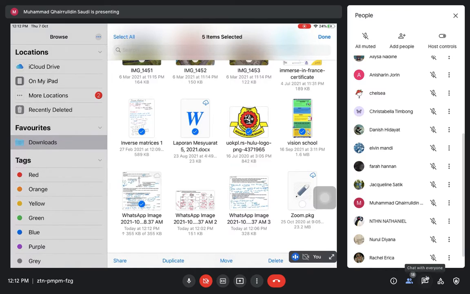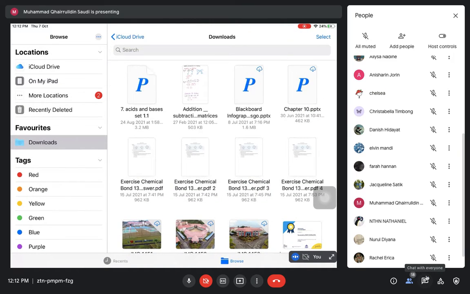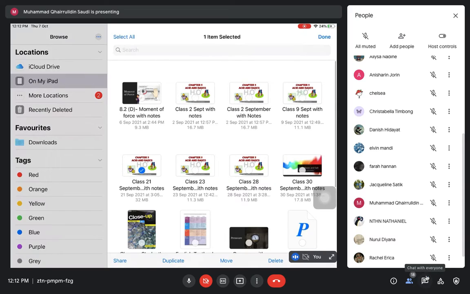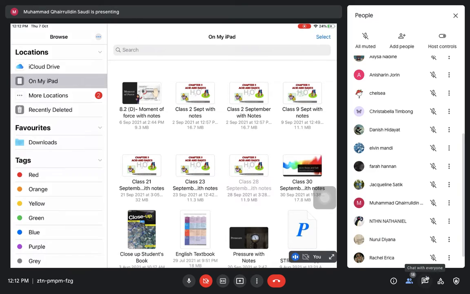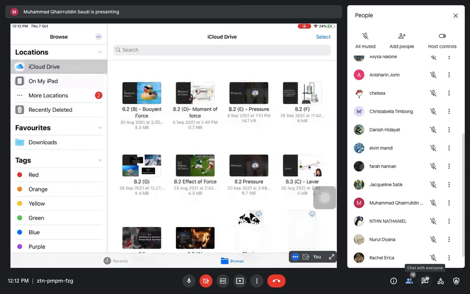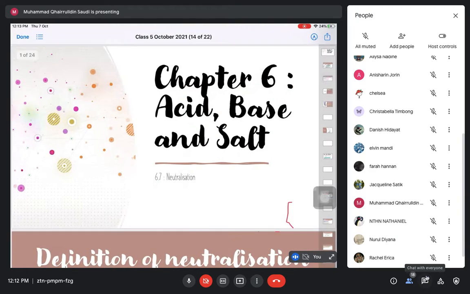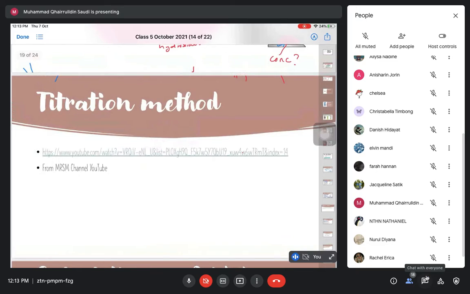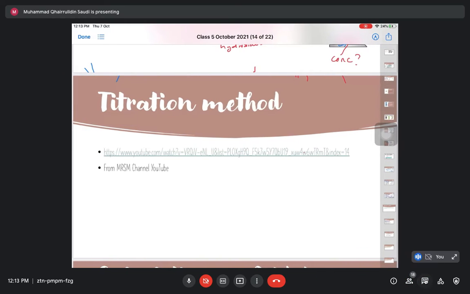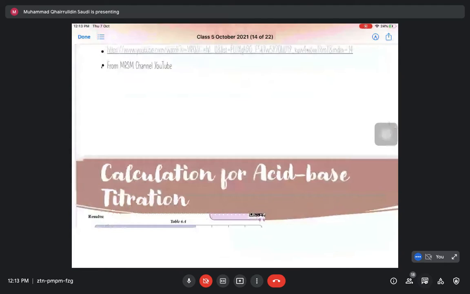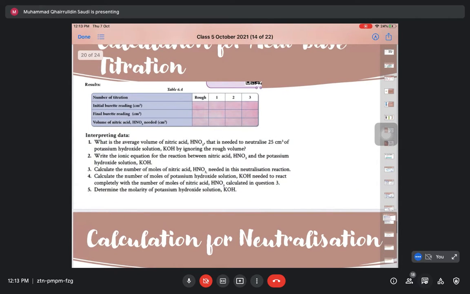So today we are, last class. So today we are going to continue with our neutralization. Where did we leave off? All right. Here. So we already watched the video for titration yesterday. So today we are going to continue with the calculation. How to get the concentration. Yesterday, we did the experiment, and we have the results here.